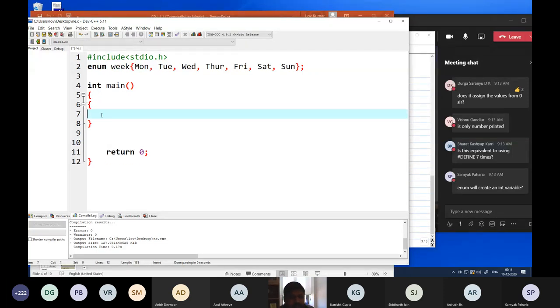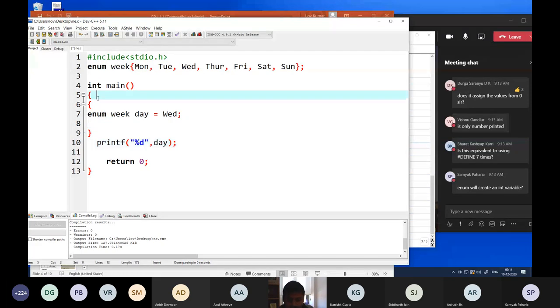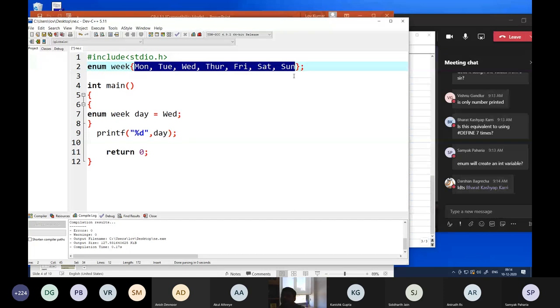You can see, if you define it here and after that try to use it again, you cannot use this variable, because by default this one will come under the auto type. Because we are creating one user defined data type. This is the first point. By default, it will start from 0: 0, 1, 2, 3, 4, 5, 6, 7. You can also change the order.